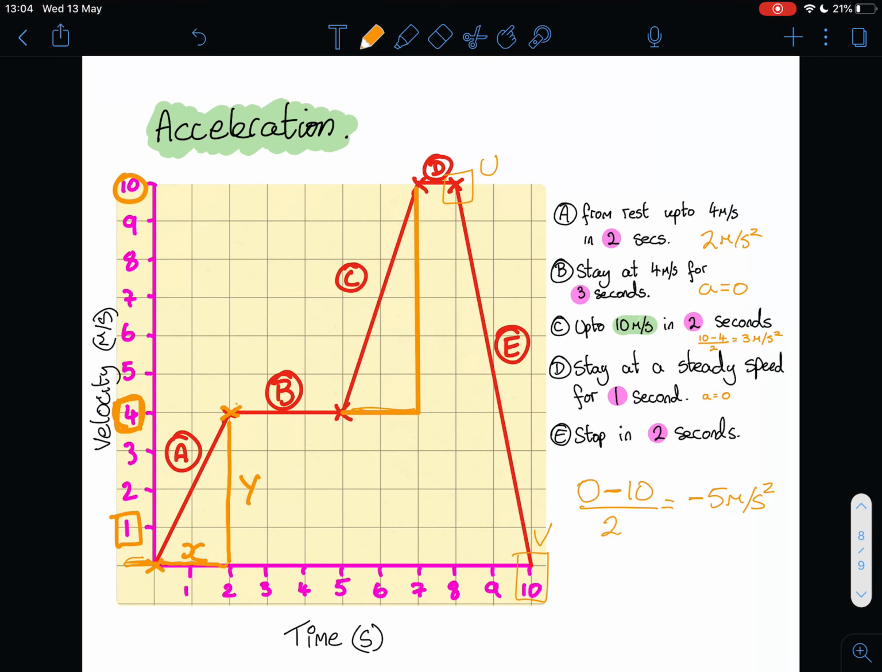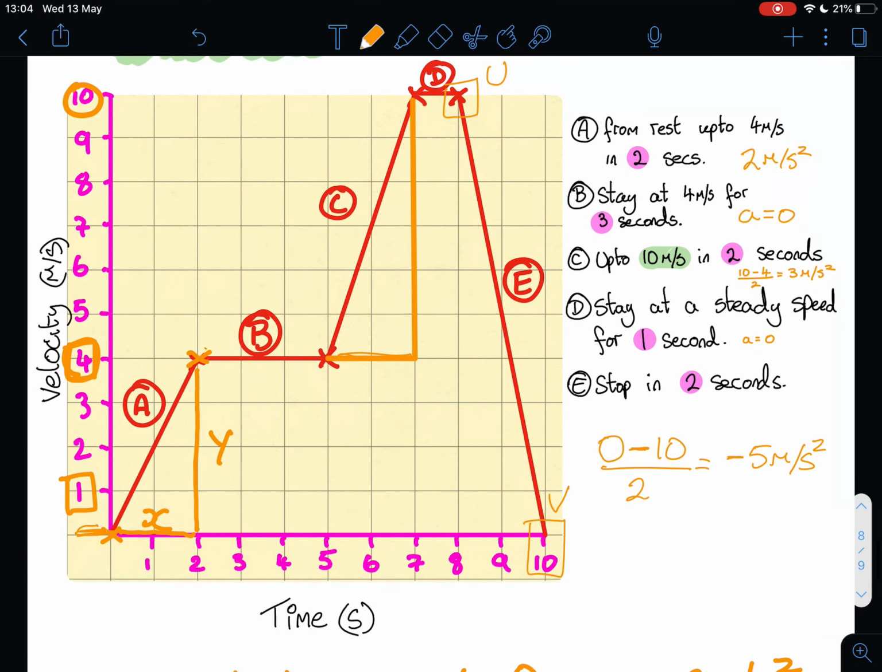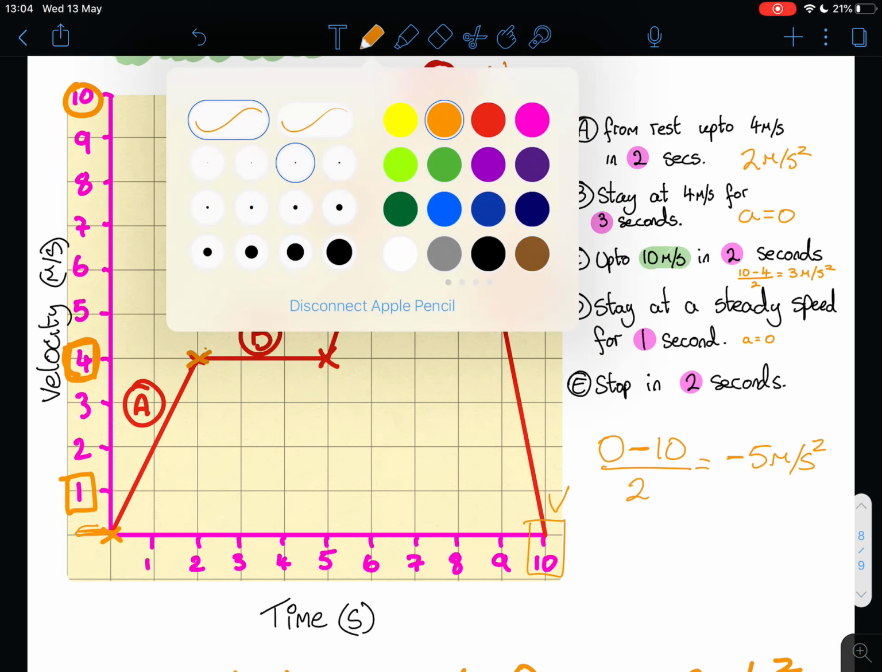So that is how we use a velocity time graph to find acceleration. Now, you remember I said don't draw inside. I mean, I have, but I've got a rubber. There's one last thing I want you to finish with, and it's a really nice little fact that will gain you some extra points.